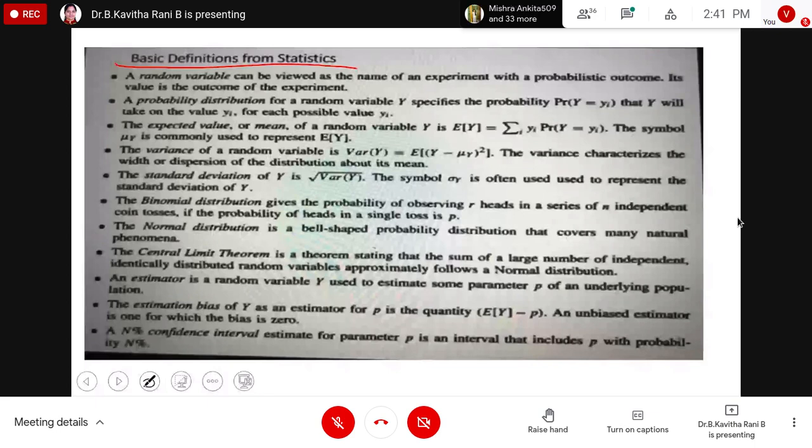So what is the first one? The first one is random variable. So what is a random variable? A random variable can be viewed as the name of an experiment with a probabilistic outcome. Its value is the outcome of the experiment. Example, tossing a coin.